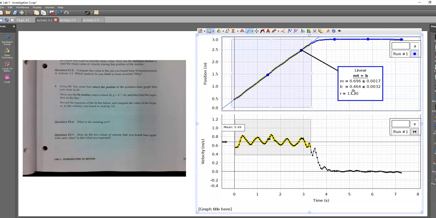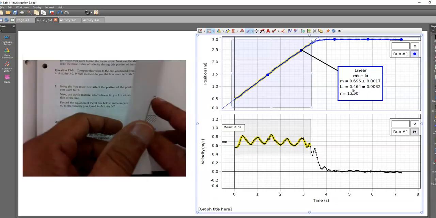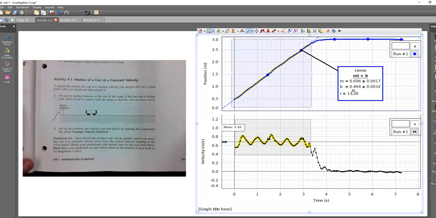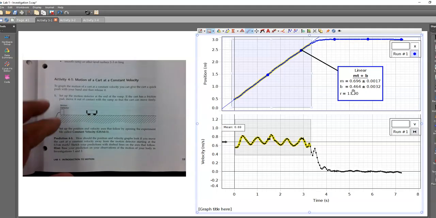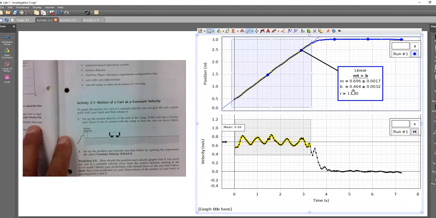And E7, do the two values of velocity that you found here agree with each other? We got 0.69 on the average of the velocities, and we got 0.696 for the slope of the position graph. Do those agree? Yes, they do. Very well. Is this what you expected? The answer is, well, it's certainly what I expected. Yes. Okay. Now we're going to do one more of these matching graphs here.